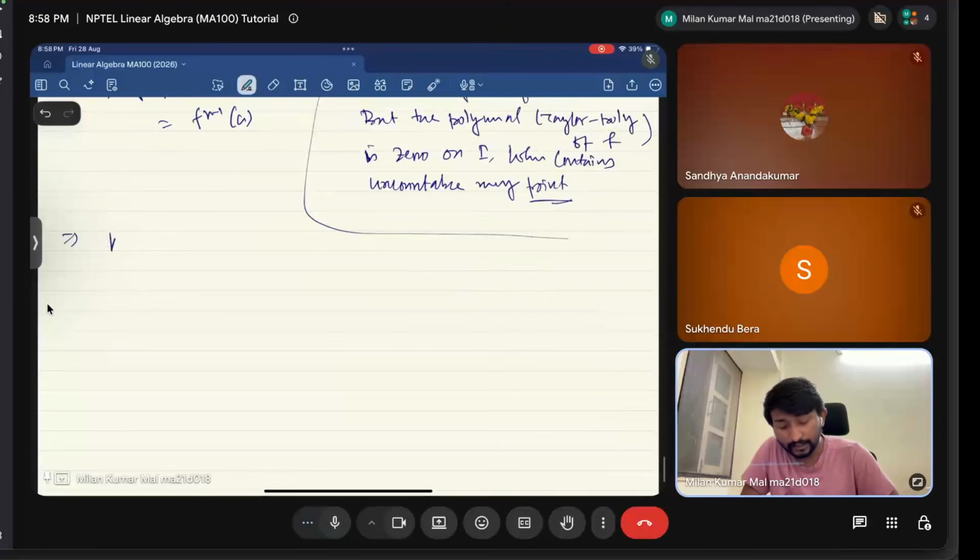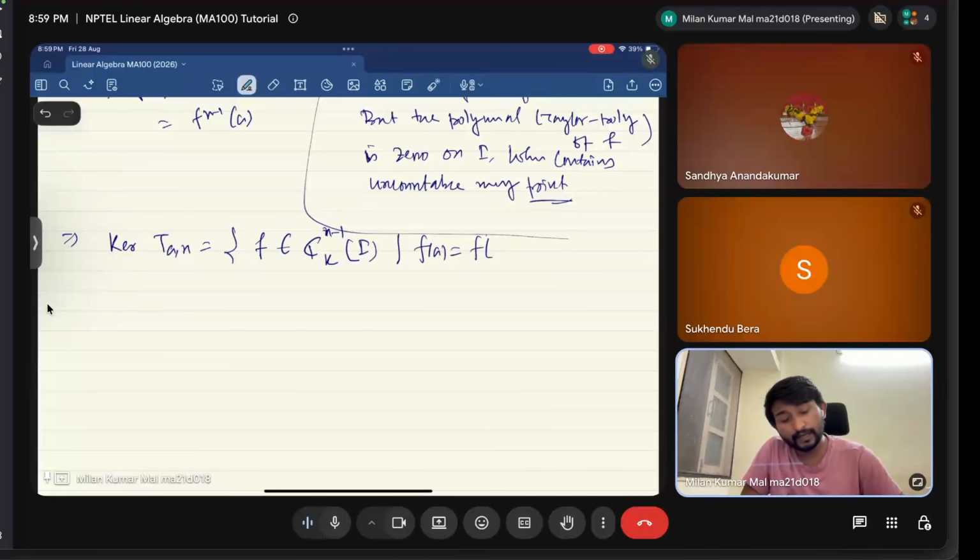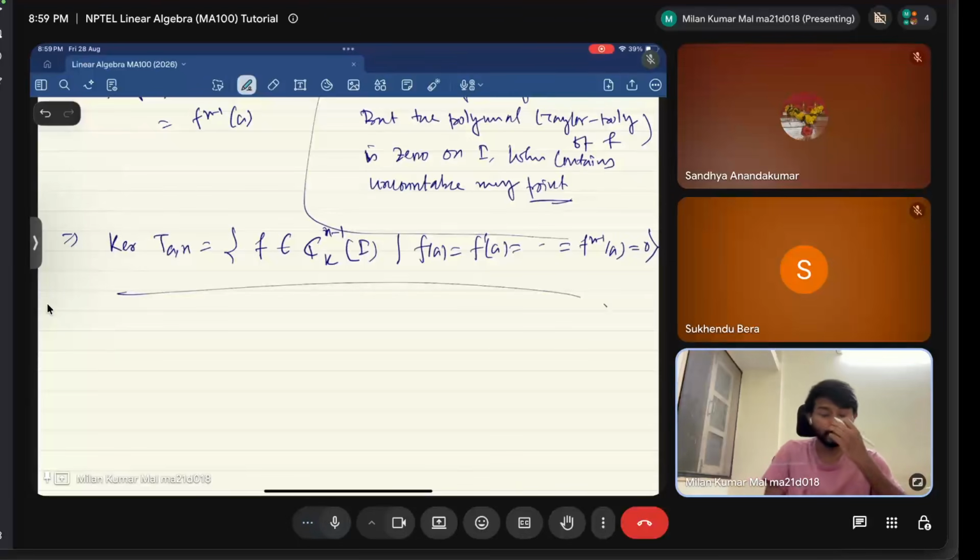So that says the kernel of T_a is all those functions from the C^(n-1) differentiable k-valued functions defined on the interval such that f of a equals 0, f dash of a equals 0, all the way to the (n minus 1)th derivative being 0. This is the kernel. So what we have obtained here is that the map T_a is surjective, but it is not injective.